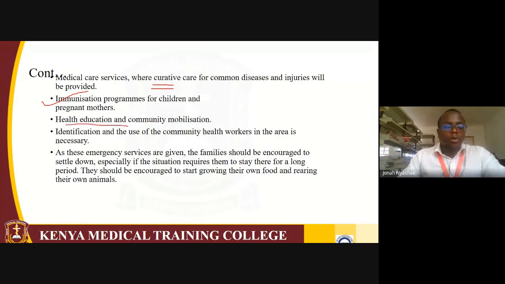You can organize health education and community mobilization, and also identification and use of community health workers in the area if necessary. So it's very, very key when these community health workers assist, as they have a critical role in giving care to these displaced persons. Also, emergency services can be given to those people.